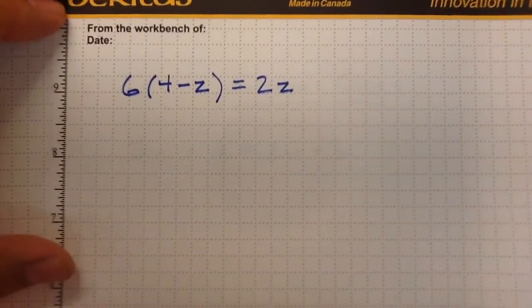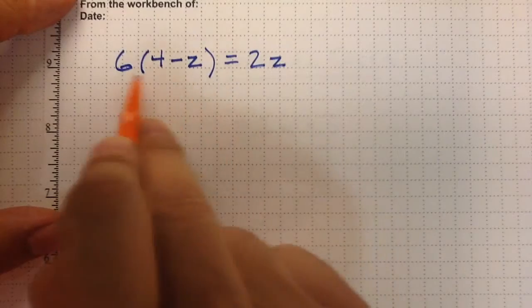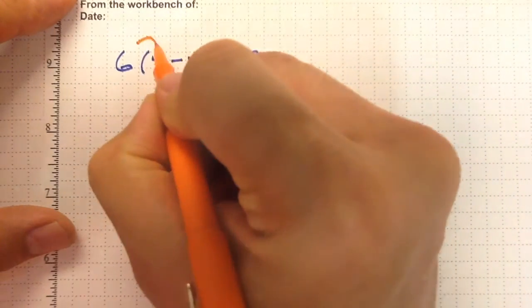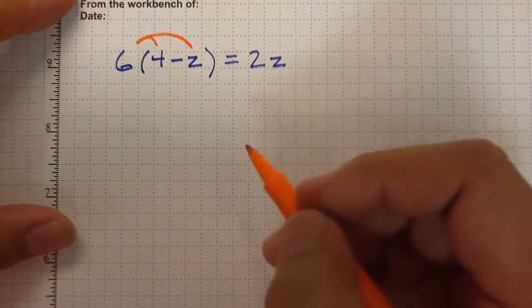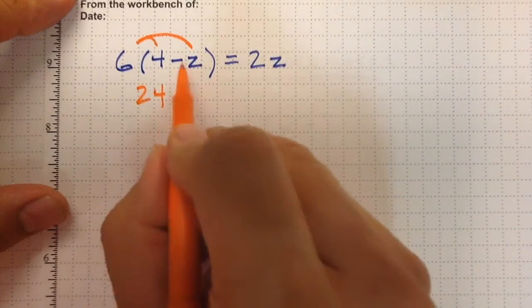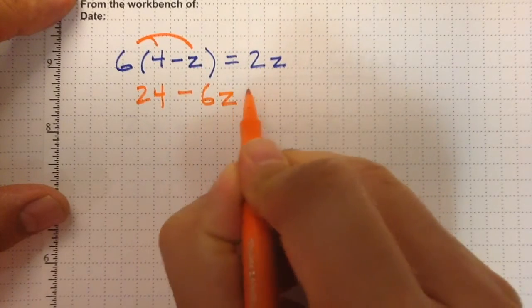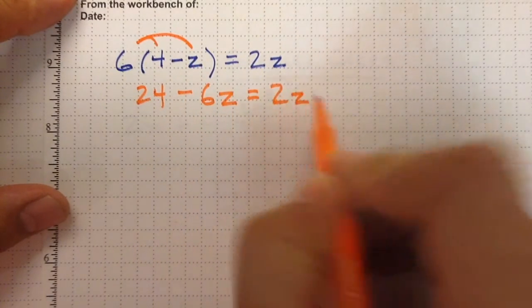All right, let's take a look at this one. So, step one, simplify if you can. Now in this case, I do see something we can simplify. We can get rid of these parentheses and clean things up by doing distributive property. So 6 times 4 is 24. Minus sign drops down. 6 times z is 6z equals 2z.